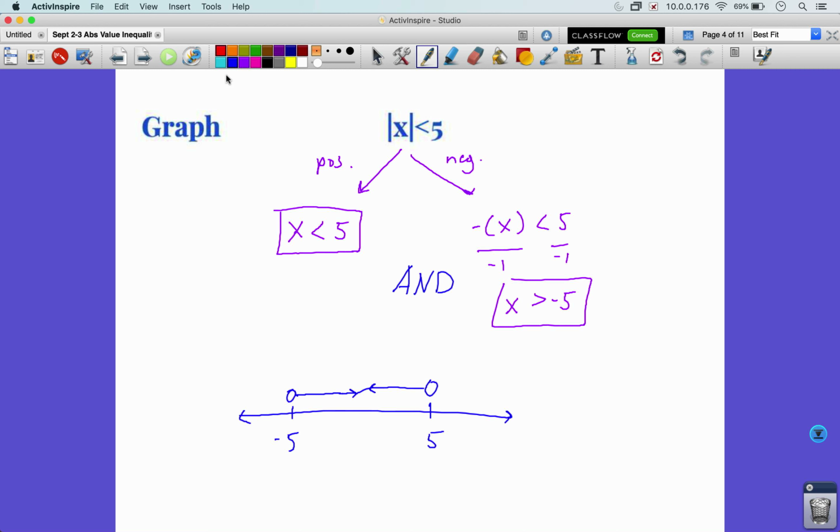And with the AND inequalities, we can rewrite them like this. We can say -5 is less than x is less than 5.